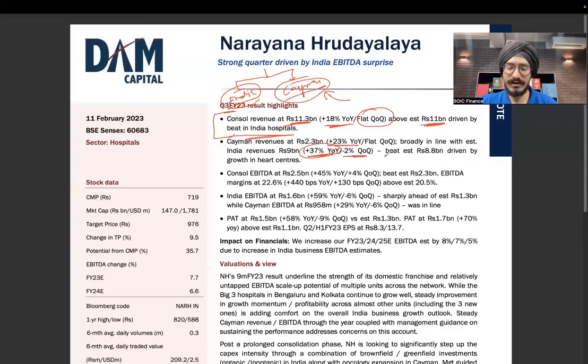Whereas 2% degrowth quarter on quarter, because elective surgeries in India in Q3 are a bit weaker. So again, this led to an estimate beat, तो 880 करोड़ के आसपास का यहाँ पे रेवेन्यू आया इनका इंडिया वाले बिजनेस में. So consolidated जो EBITDA था almost 250 करोड़ का आया, राइट?